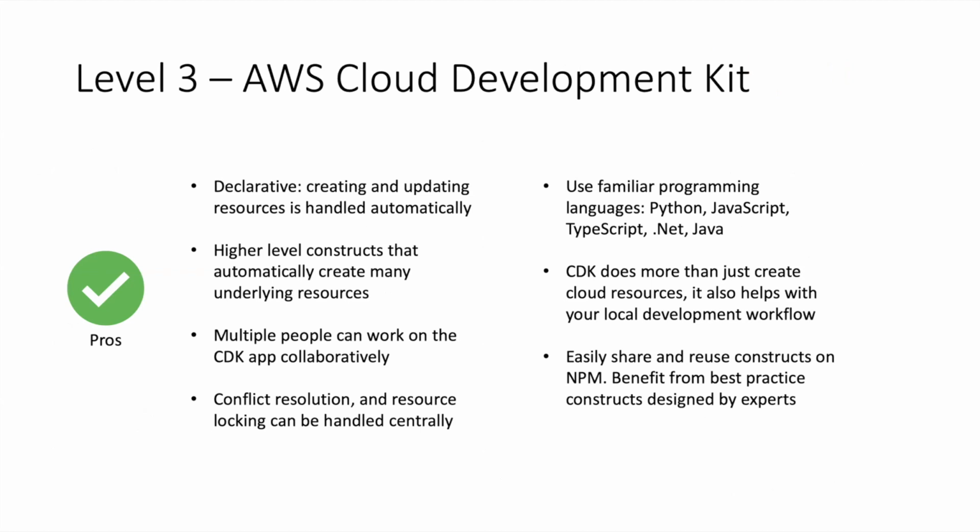But in terms of pros, we still have this declarative approach of creating and updating resources automatically without having to hand code things. And we have a new benefit with CDK, which is that these constructs are much higher level. So all I have to do is create one high-level construct, and it automatically creates a bunch of underlying resources all at once. So I don't have to create a bunch of things manually one by one. I create one overarching thing, such as a VPC construct, and it creates all of the required components underneath automatically.